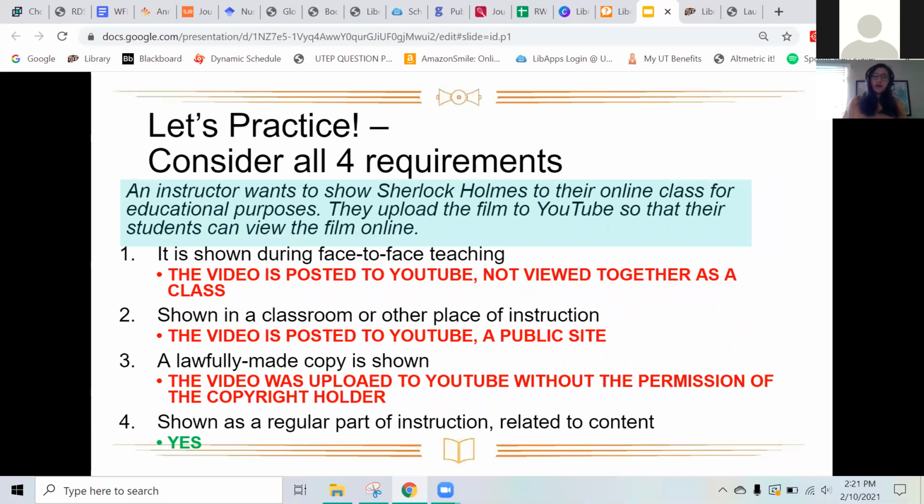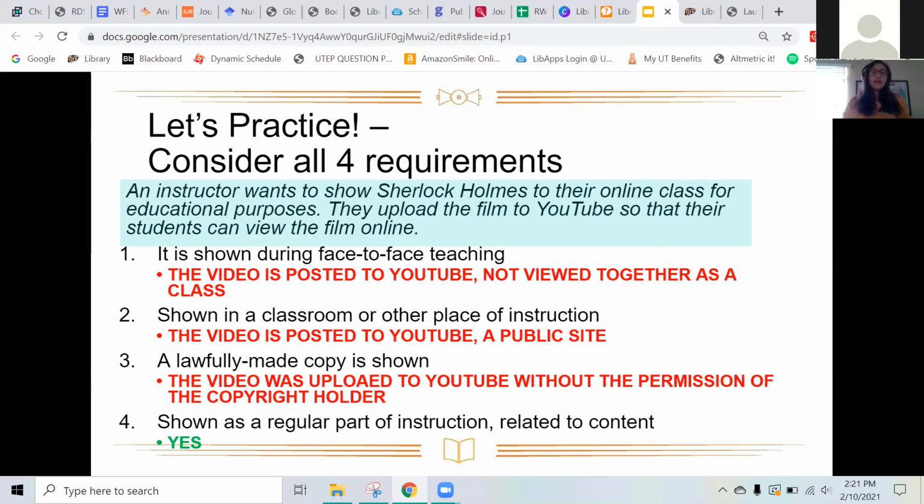All right, so let's consider all 4 requirements in this scenario. So the first requirement, that the film be shown during face-to-face teaching. The video is posted to YouTube. It's not being viewed together as a class. Face-to-face teaching has been transformed, in more recent legal precedent, to mean live instruction. So we're watching this film at the same time. If it's on YouTube, not everyone is viewing it together as a class.